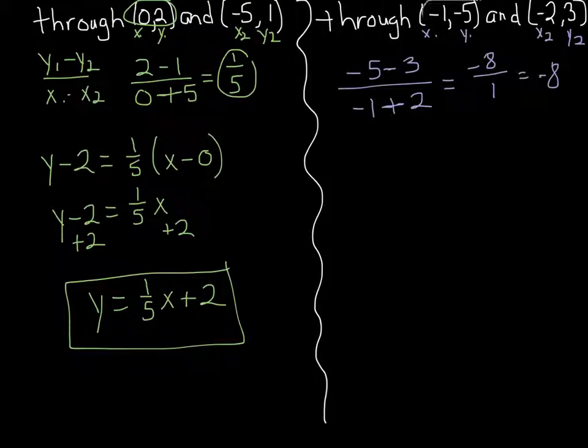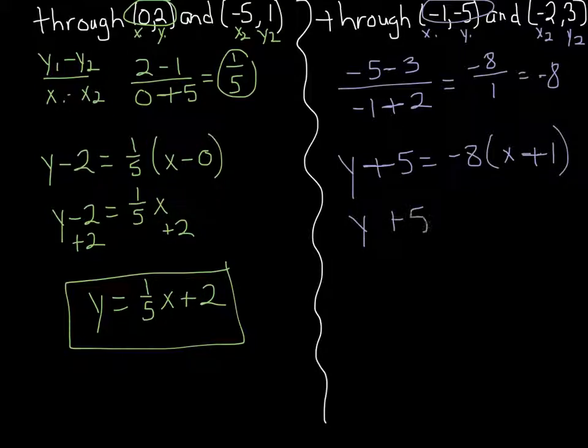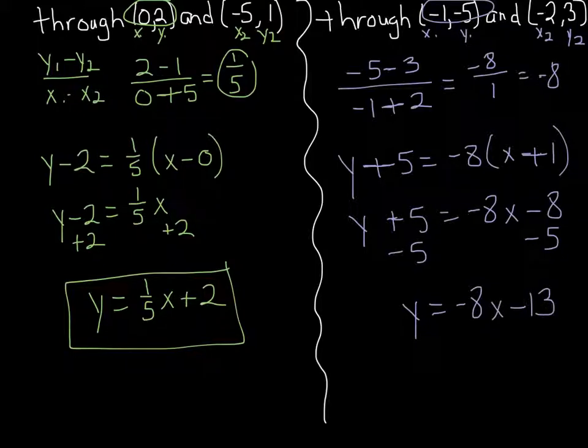Now pick a point. I'm just going to use the first one again. So y minus negative 5 equals negative 8 times x minus negative 1. And just a reminder, that's your point slope formula. That becomes plus, that becomes plus. So y plus 5 equals negative 8x minus 8. We distribute, subtract 5 from each side. y equals negative 8x minus 13.